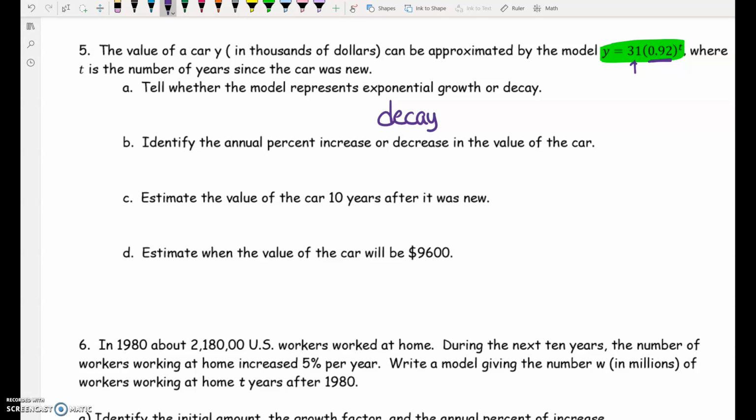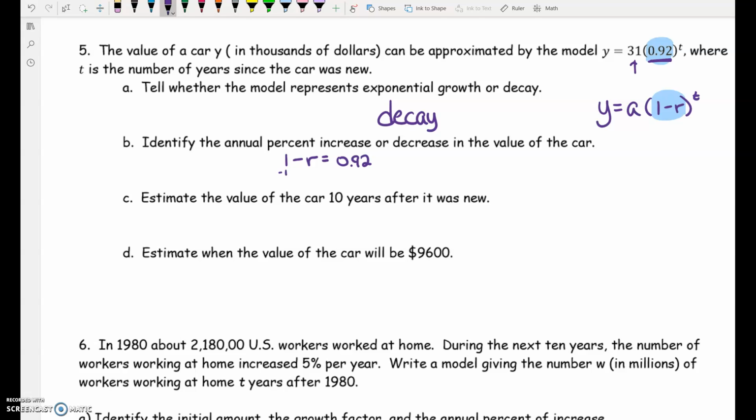Now the decay model was y equals a times (1 minus r) raised to the t. So this 0.92 inside the parentheses, you can't really see it because it's green. There we go. That 0.92 came from doing 1 minus r. So to find the annual percent increase or decrease, we will do 1 minus r equals 0.92.